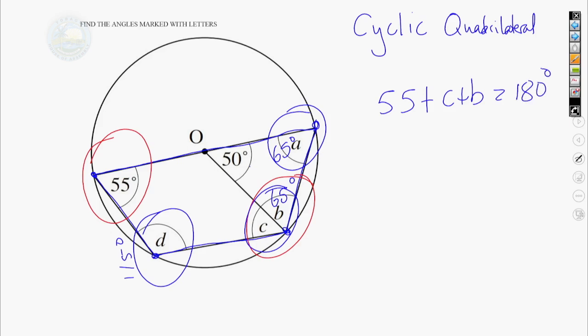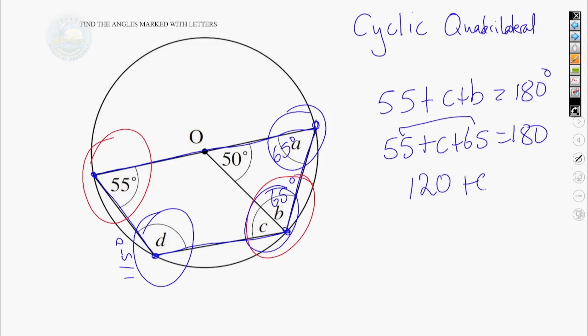But we already found what B was. So 55 plus C plus 65 is 180. Well, we add like terms. Remember that from algebra? Add like terms. 55 and 65 is 120. So 120 plus C is equal to 180. So that means that C would be equal to 180 minus 120, 60 degrees.